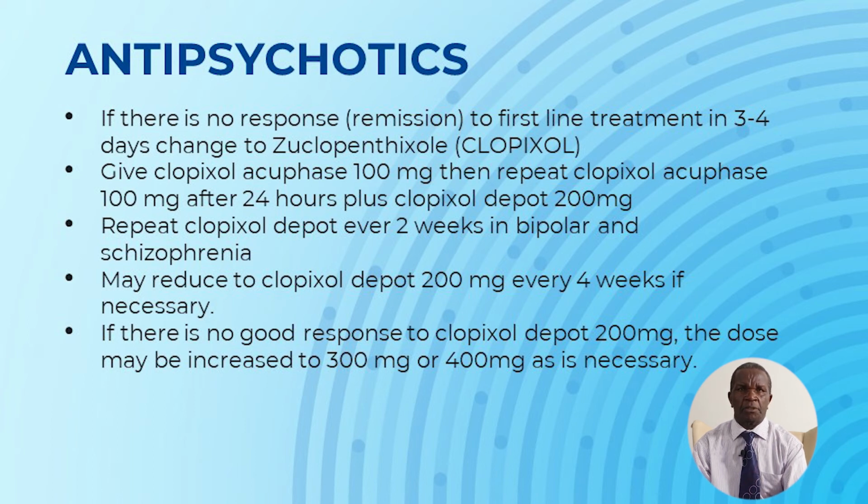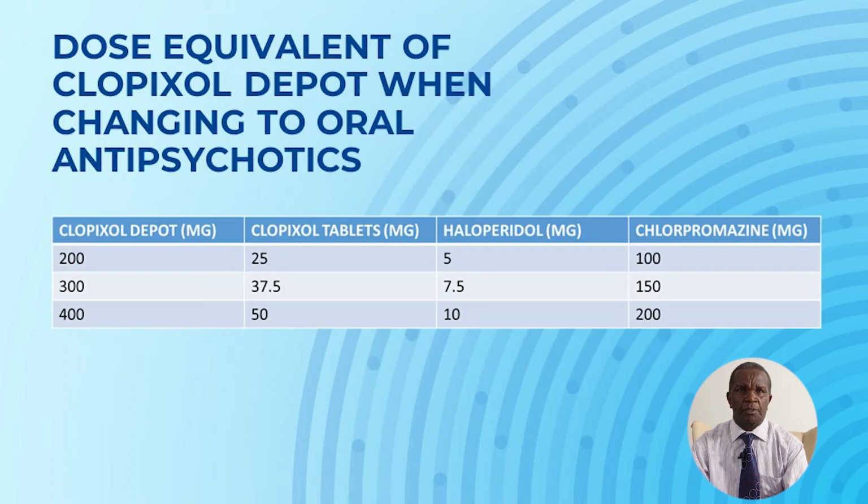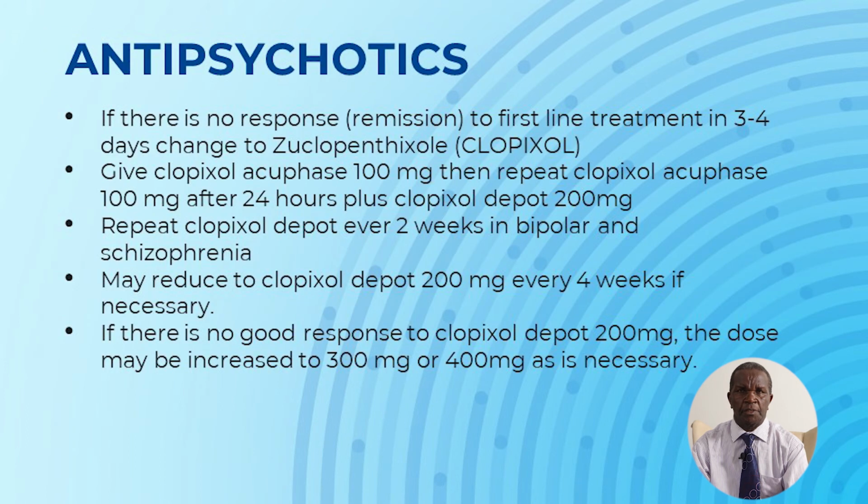Now, in cases where the patient had previously failed to comply with the medication, you may need to continue with depot antipsychotics. Now, you may also reduce Clopixol depot from every 2 weeks to every 4 weeks, 200 milligrams every 4 weeks, if the patient is stable on 200 milligrams every 4 weeks. If there is no good response to Clopixol depot 200 milligrams, the dose may be increased to 300 milligrams or 400 milligrams as necessary.